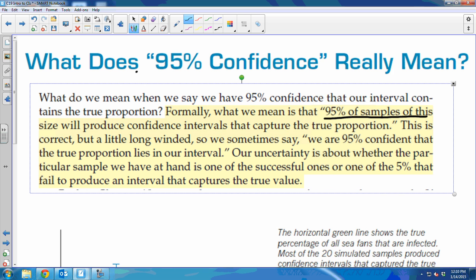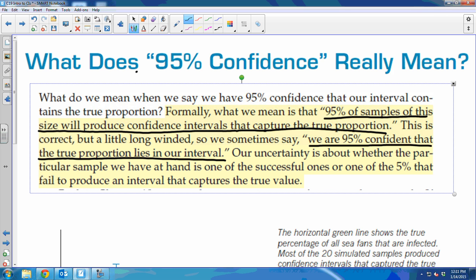95% of samples of this size will produce confidence intervals that capture the true proportion. Because it's all based off of a sampling distribution model, right? A sampling distribution model is a simulation of all possible samples of that size. This is correct but a little long-winded, so we sometimes say we are 95% confident that the true proportion lies in our interval. And I'm totally okay with you saying that. But make sure you know that the first statement's not wrong.